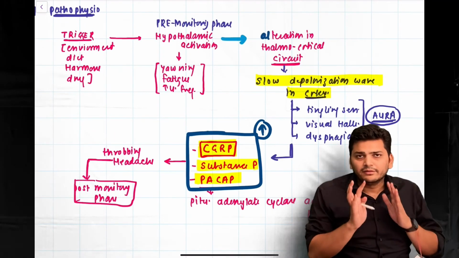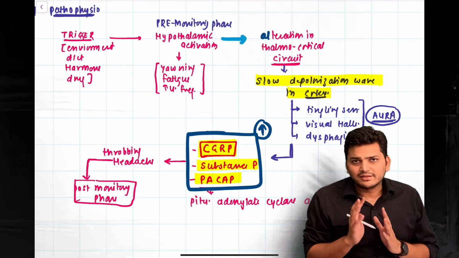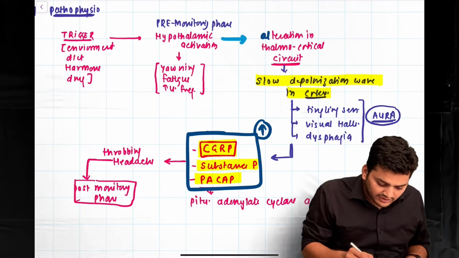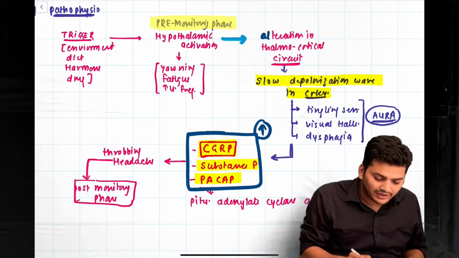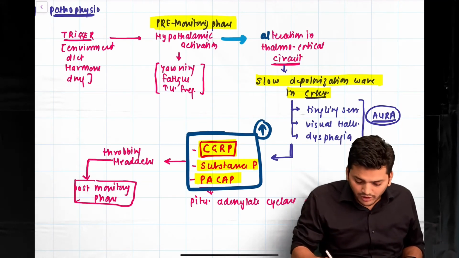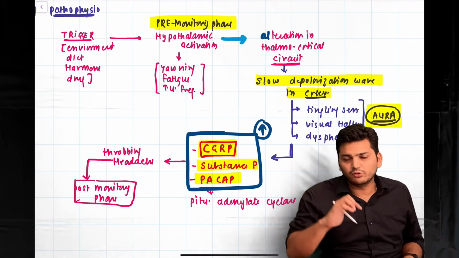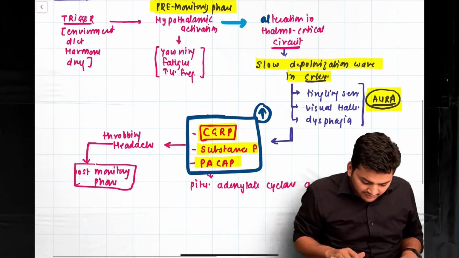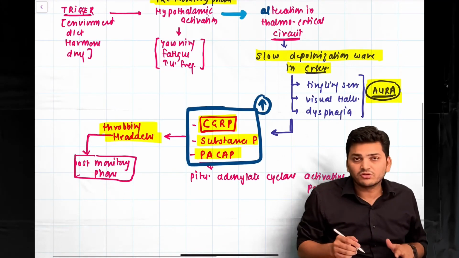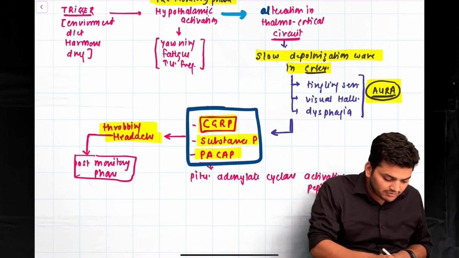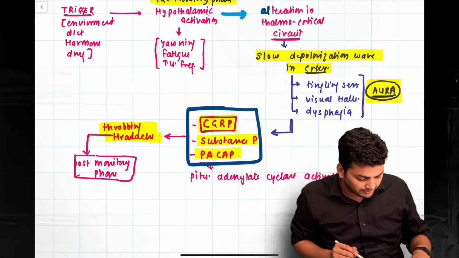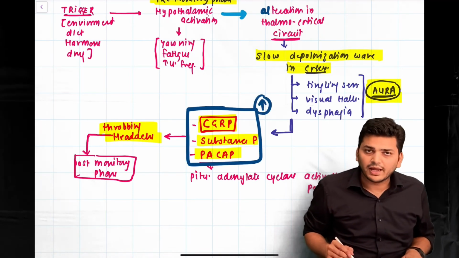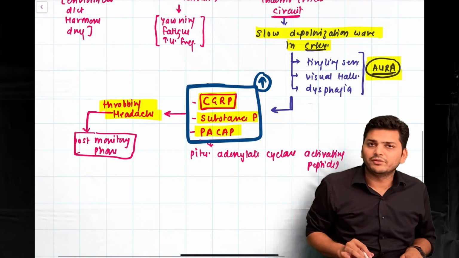So in the pathophysiology of migraine, we can say there are four stages. One is the premonitory phase, that is hypothalamic activation. Then is the aura, because of the slow depolarization wave occurring in the cortex. Then is the headache, because of the increase in the concentration of various molecules, calcitonin gene related peptide, substance P and PACAP. And ultimately there will be the postdromal phase.